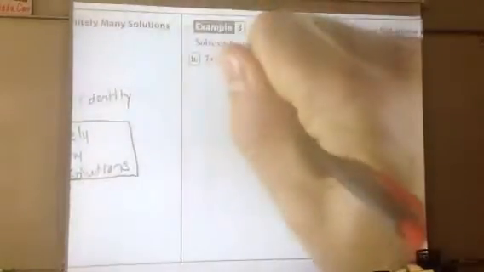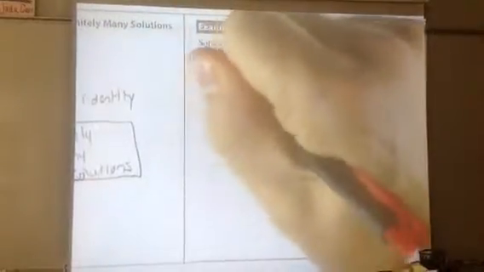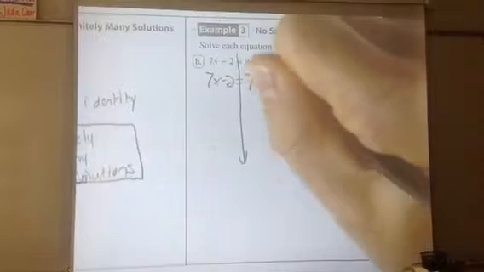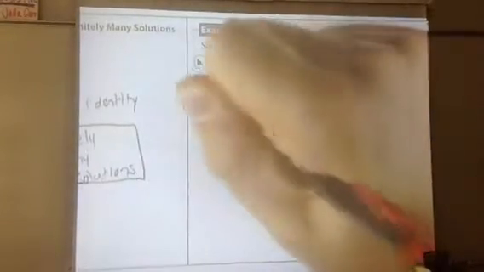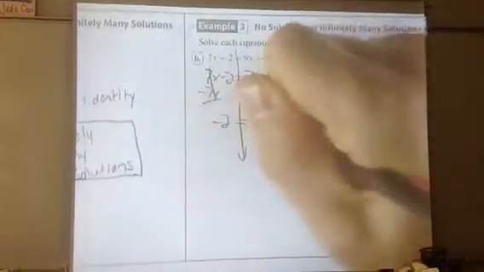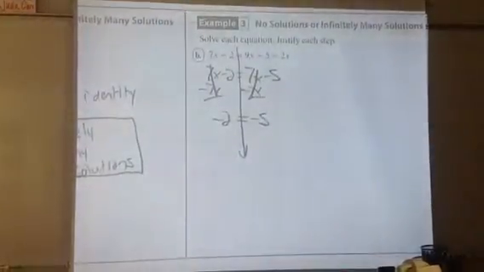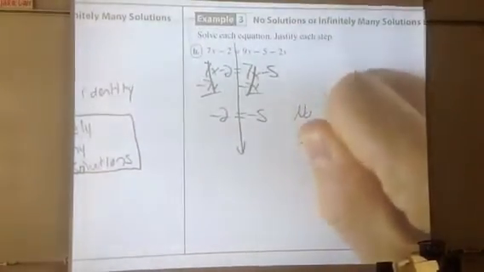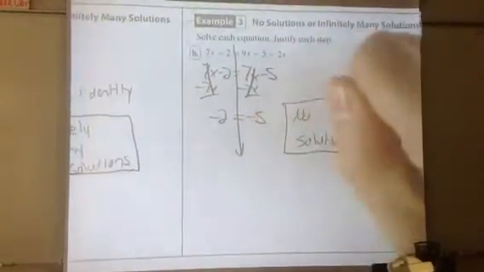Okay? Last one quickly. This one, what would happen is we would have 7x minus 2. I'd combine like terms. I'd get 7x minus 5. Subtract 7x on each side. I'm going through this quickly just because I want you to see this. Those cancel. Negative 2 equals negative 5. That is not true. Negative 2 does not equal negative 5. So that would be no solution. That is all.